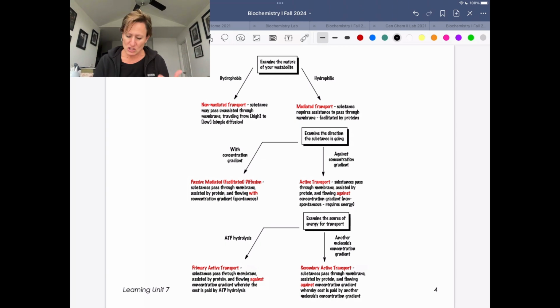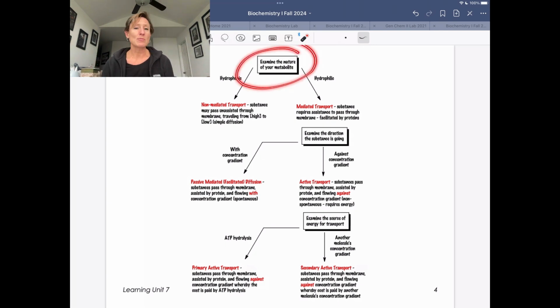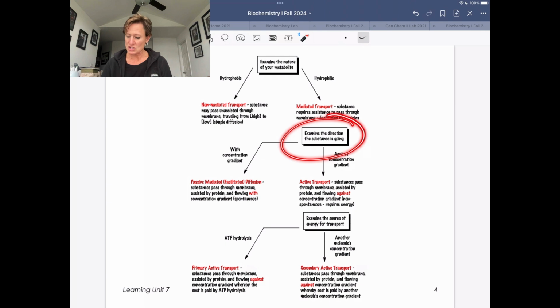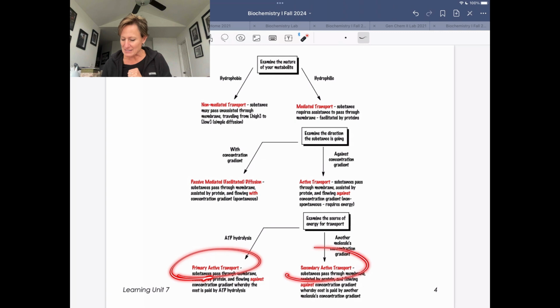Okay, so just big picture, the first thing that we need to think about is the nature of our metabolite, okay? And then we're going to examine the direction that it's going, and if it's a process that requires energy, where do we get that energy from? So those are the main three questions that we're going to address. And then the four main types of transport that we need to think about are passive mediated or facilitated, and then active transport, in which there's two flavors: primary active transport and secondary active transport. So truly, there's probably three transport mechanisms we need to think about: passive mediated, primary active, and secondary active.